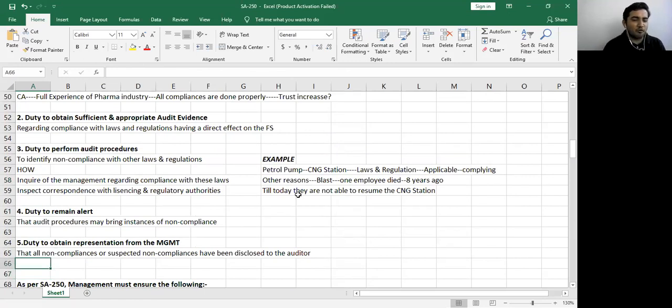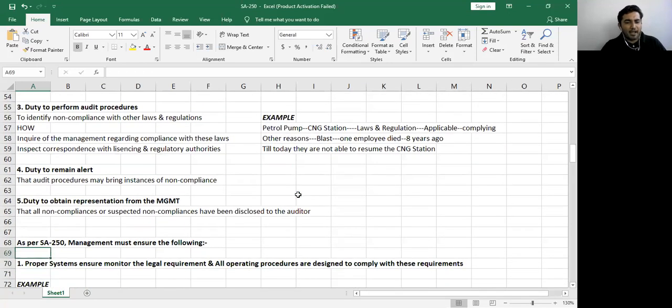Duty to obtain representation from the management. This is the last source of audit evidence that the auditor will obtain. He will ensure that all non-compliances or suspected non-compliances have been disclosed to the auditor. So you will obtain a representation from the management that the management has disclosed everything to the auditor and that there are no non-compliances at any point.